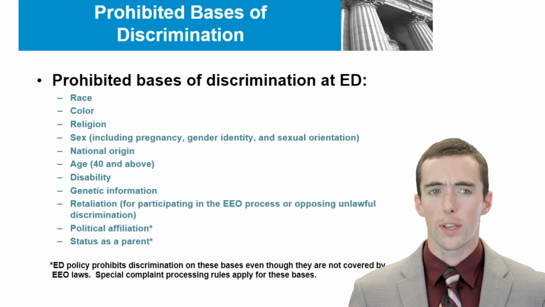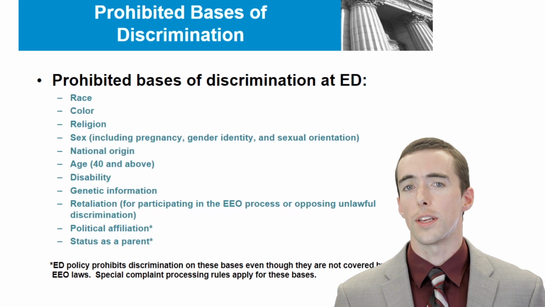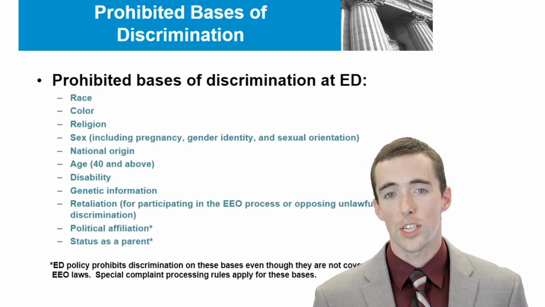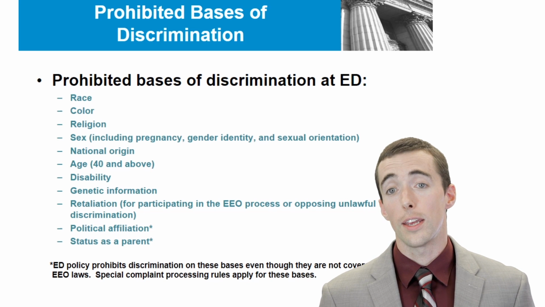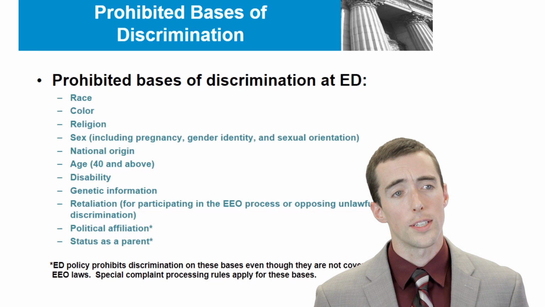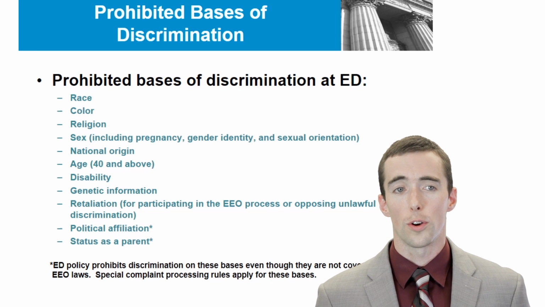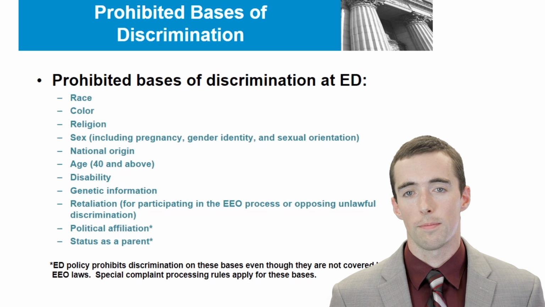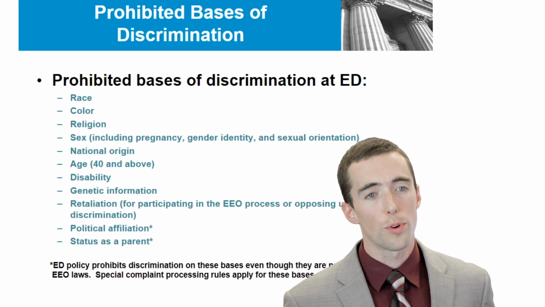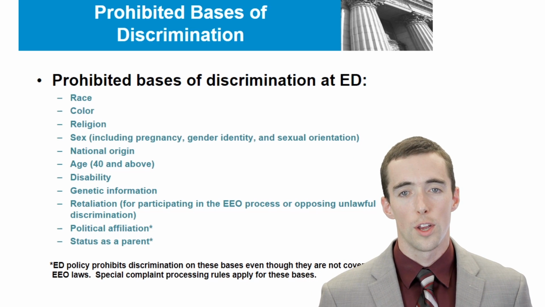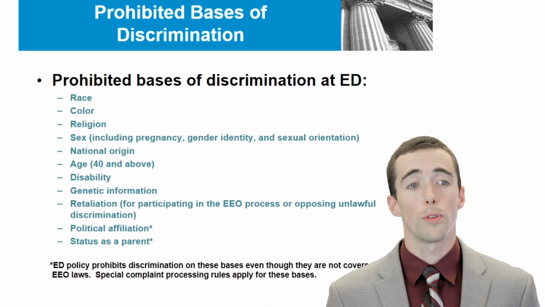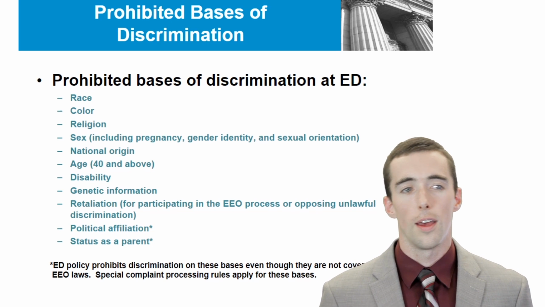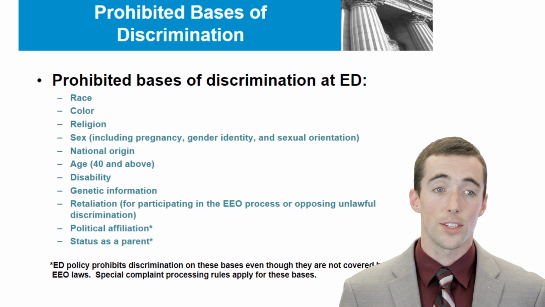Retaliation. It's very important to remember that with respect to the EEO complaint process, the only retaliation that is prohibited is retaliation for having participated in EEO activity. EEO activity includes participating in the EEO complaint process or otherwise opposing unlawful discrimination. Other grievance procedures may prohibit retaliation for other reasons, but in the EEO complaint process, only retaliation for having engaged in EEO activity is prohibited. And finally, political affiliation and status as a parent.